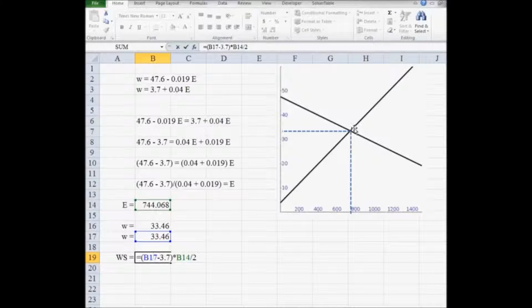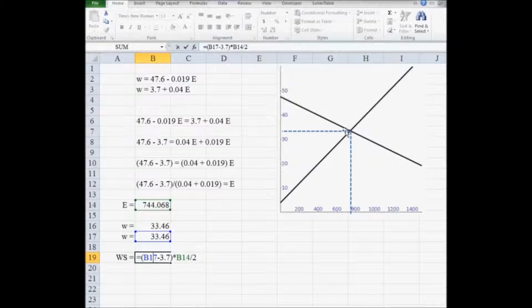Worker surplus is found by calculating the area of the triangle that is from this part of the labor supply curve up to the equilibrium wage and then back over the equilibrium. Why is that? Well, the first worker hired would be willing to work for this wage, but is getting paid this amount. So that worker has a lot of surplus. The 600th worker hired has a reservation wage equal to that value, but is being paid that wage. So you can see worker surplus is declining as the firm hires more and more workers.